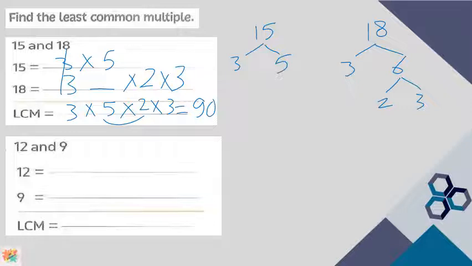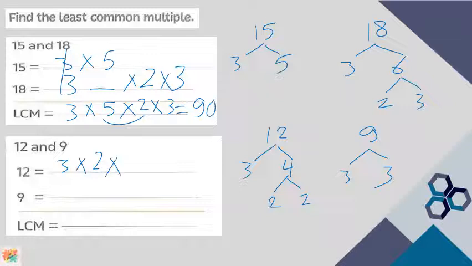The other one, you have 12 and 9. ها يا حبيبي نعملها ازاي؟ Okay, start prime factorization. 12 what by what equals 12? 3 times 4. يا ترى هما الاتنين prime number؟ 3 all 4 لأ. So we can do 4, it's 2 times 2. What about 9? It's 3 times 3. Then we start to write 3 times 2 times 2. And here it's 3 times 3.